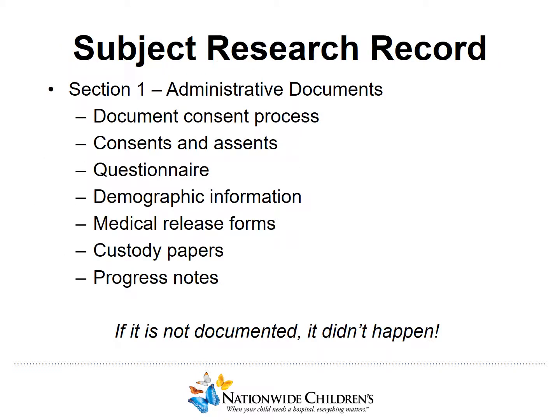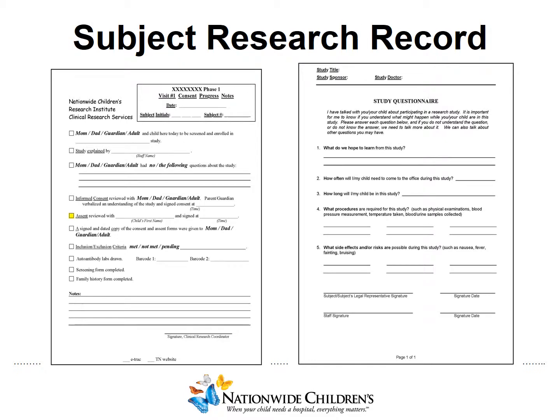Section 1, Administrative Documents, is where you will document the consent process, keep a copy of all consents and assents, the questionnaire if applicable, the participant's demographic information, all medical release forms, custody papers, and progress notes. Remember, if it is not documented, it didn't happen. Here's an example of the consent progress notes and of a study questionnaire.